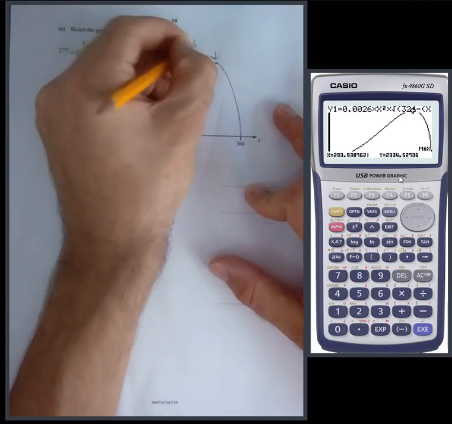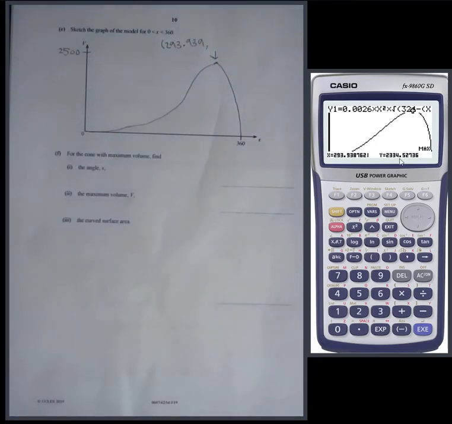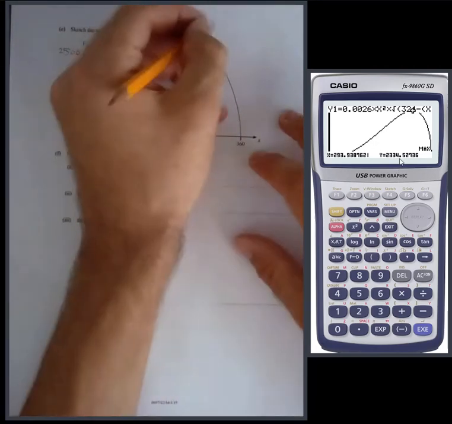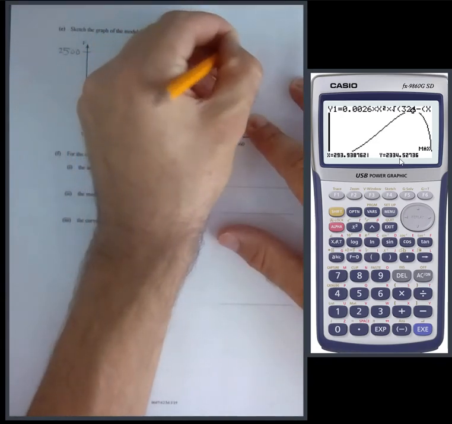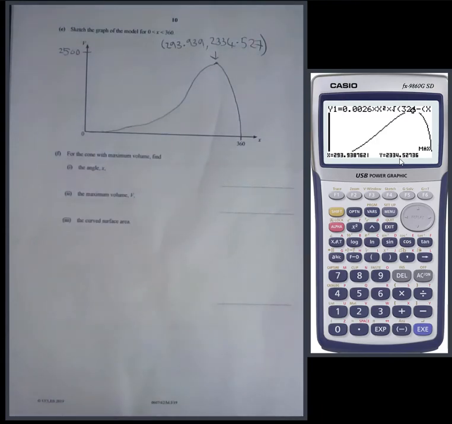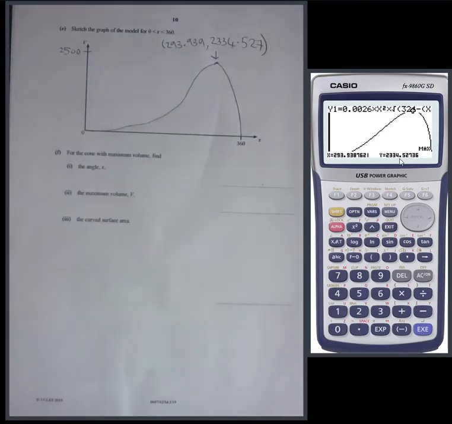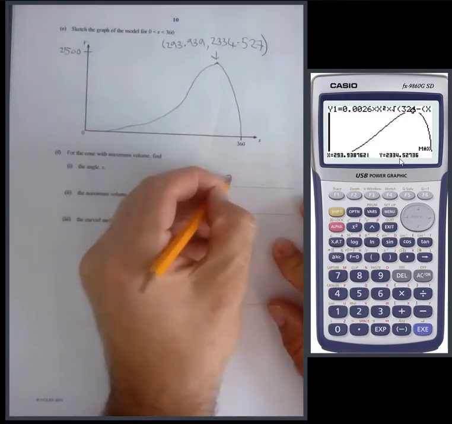293.939, we'll call it, and the y value is 2334.527. Okay, right, so we want to find the angle. Remember, x is the angle, so 293.939, we'll just call it 294.